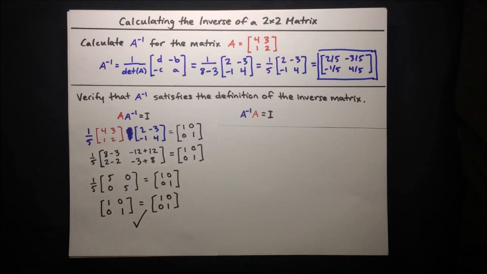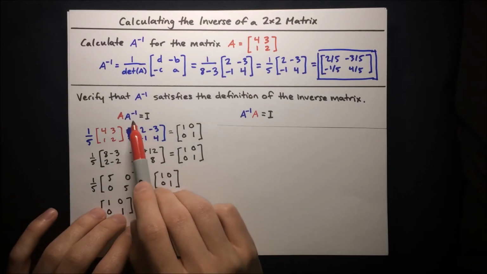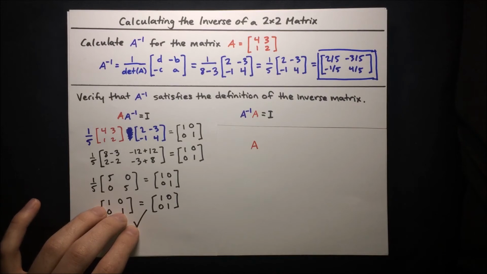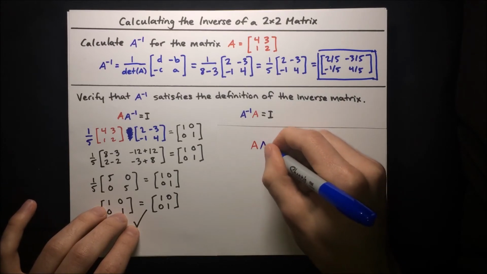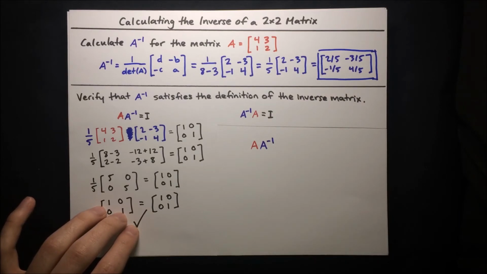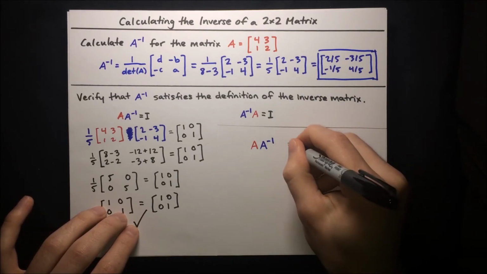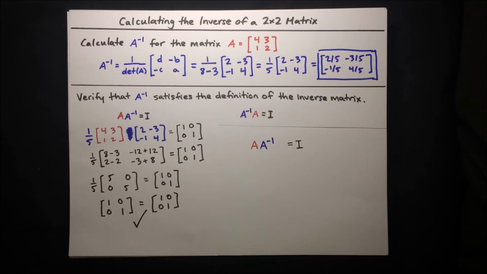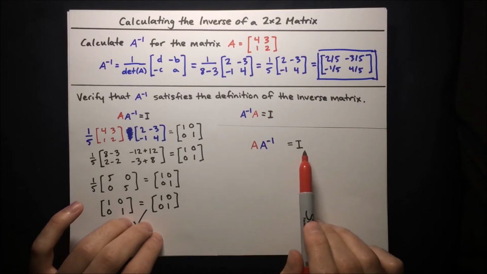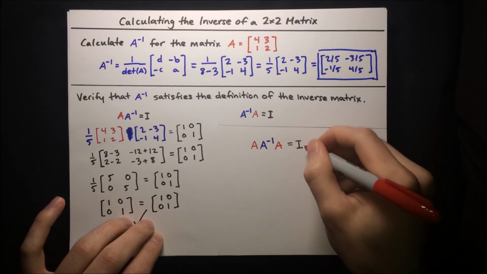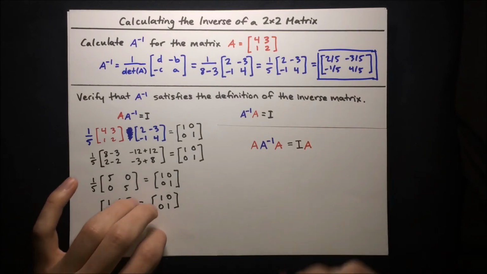The way we're going to do this is we're going to start by writing this first condition again. Now we know it's true for sure, so we can write it down and use that as a starting point to try and reach the second condition. So A times A inverse is equal to the identity matrix. Now let's multiply both sides of this equation on the right by the matrix A. So times A on the right here and times A on the right here.